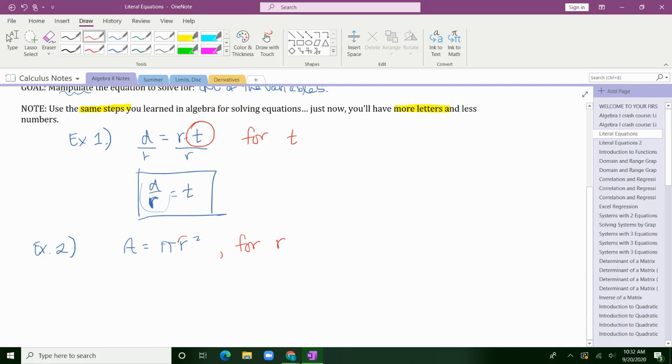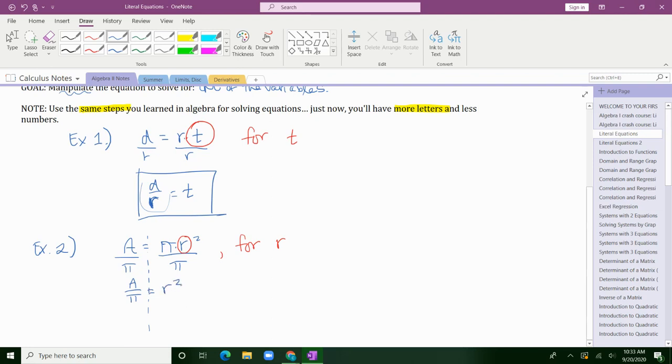Okay, so if I want to get r alone, notice two things are preventing r from being alone on one side of the equal sign. We have this pi symbol here, and we have this squared here. So since we are connected with multiplication there, let's start by bringing pi to the other side. I divide by pi on each side. I now have A divided by pi equals r squared.